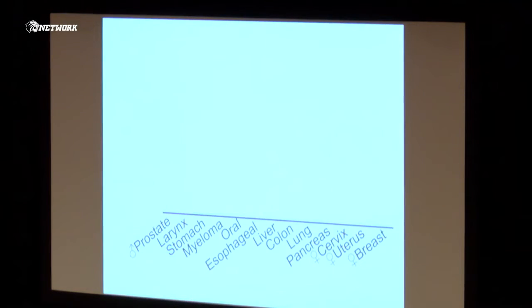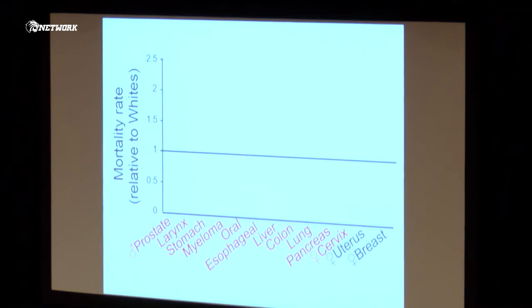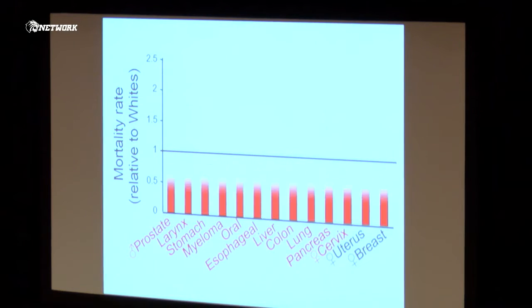What I'm showing you now are the top 13 cancers that you're going to get living in the U.S. What I'm showing you now in red, 11 of the 13 are the ones that you're more likely to get if you're black, if you're African American. What I'm showing you now are the mortality rates to cancer relative to white or Caucasian Americans, corrected for socioeconomic status and access to healthcare.